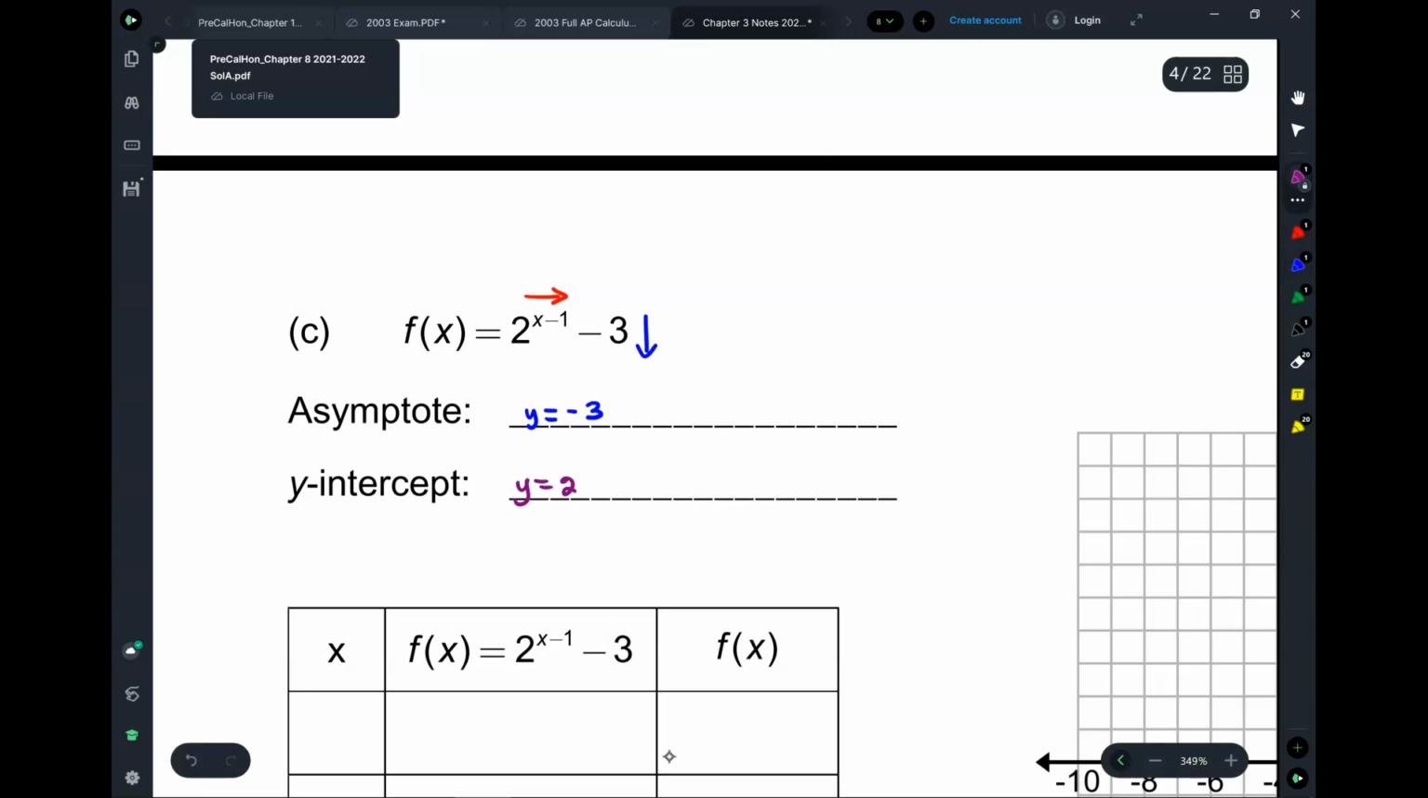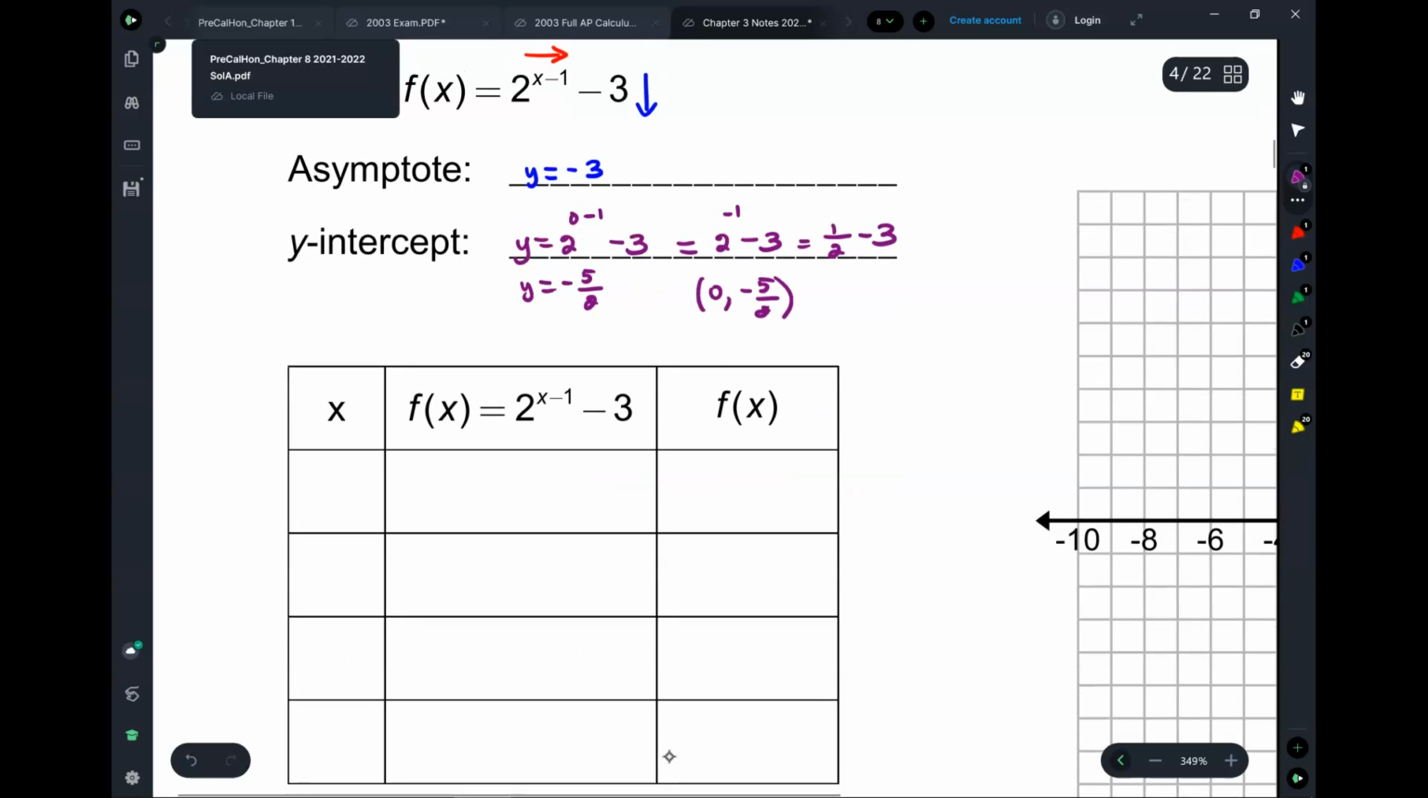Y equals 2 to the 0 minus 1 minus 3. y equals 2 to the minus 1 minus 3. What's 2 to the minus 1 these days? 1/2 minus 3. Okay, 1/2 minus 3. 2.5, but negative, right? So negative 5/2. So that's 0, negative 5/2. Okay.